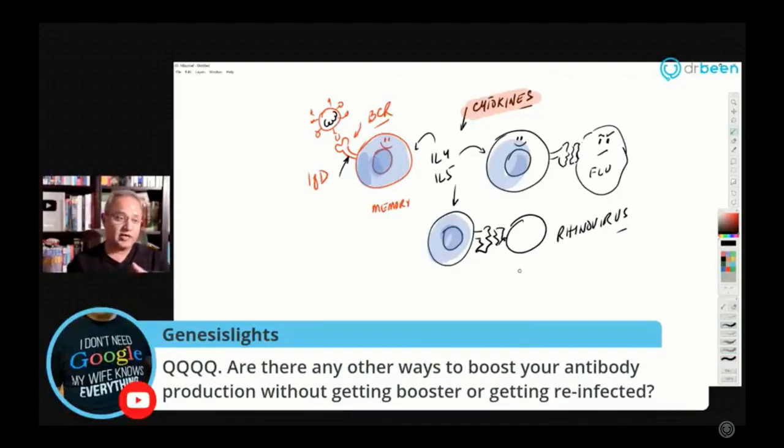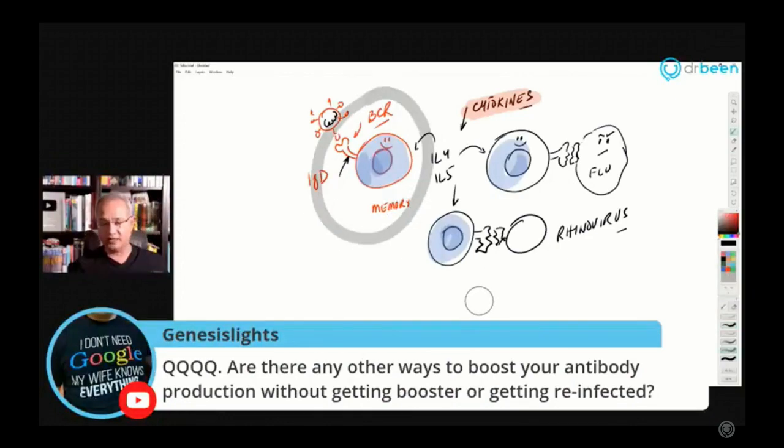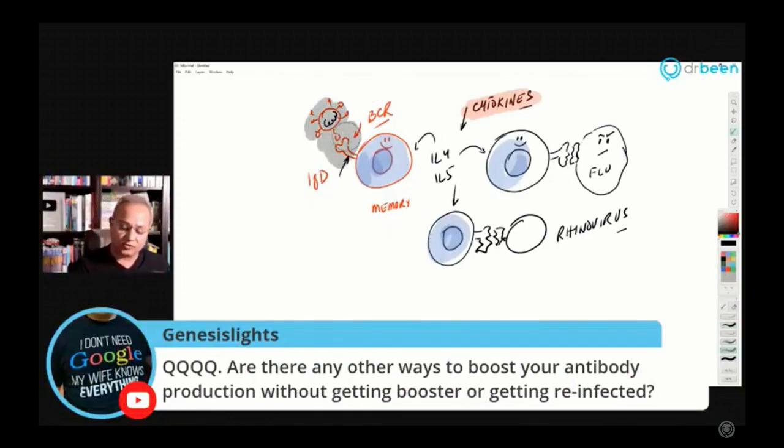So now if I go back to your question, Genesis Lights, if we say, are there any other ways to boost your antibody production without getting a booster shot or reinfection? What we are saying is, can I have this B cell of mine, which knows how to work with the SARS-CoV-2, just become active and make more B cells of its kind and make antibodies from it? And the answer is no, until it is attached with an antigen.